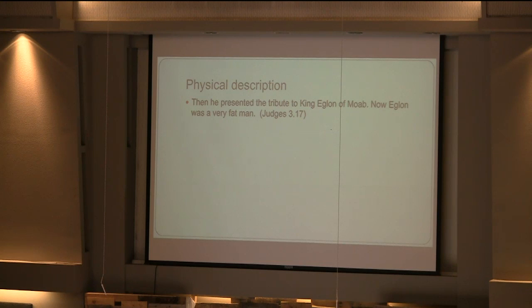But why mention it? What's the point of telling us that Eglon was a very fat man? Well, the fact that Israel is sending tribute to King Eglon, and Eglon is a very fat man, means he's getting an awful lot of tribute. And he is living on the fat of the land. So he is living in luxury. So just a small physical detail, and yet it conveys more than just the physical point that he's overweight.